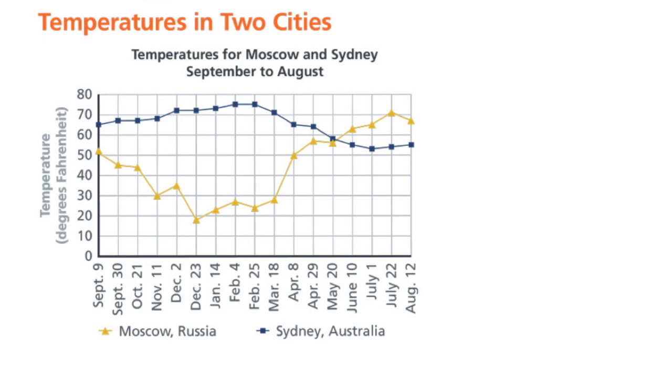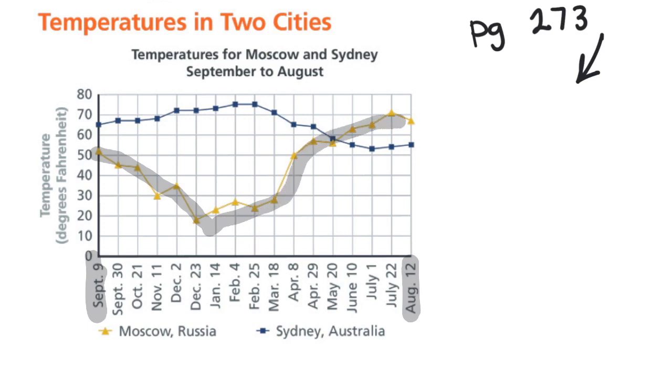Okay, so if you open up your book right now to page 273, you can see this exact same graph that we've been looking at, and it's the temperature in two cities. What do you notice as you look at the whole graph of Moscow from September to August? Okay, something that I notice is that from September, so I'm going to highlight right here, September, and then to August, which is the end, for Moscow, it kind of goes down, and then it comes back up. It starts coming back up really about March right here.